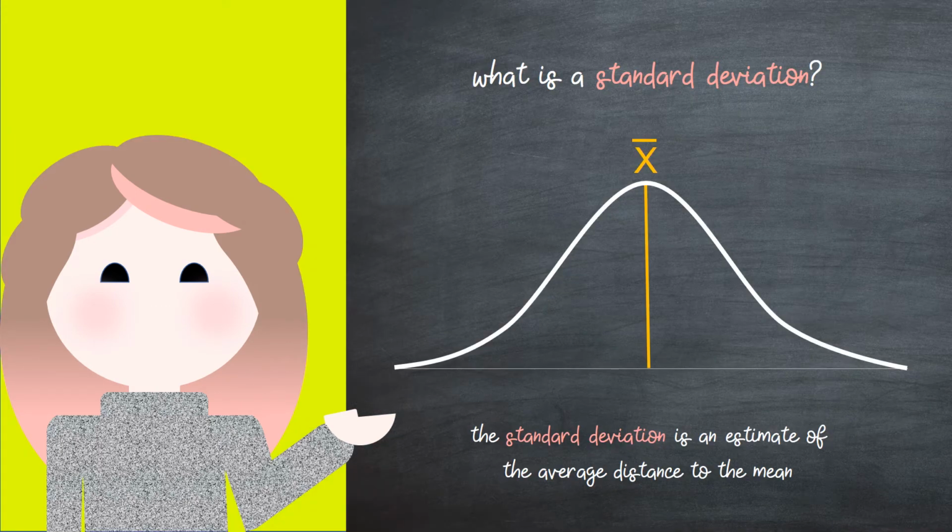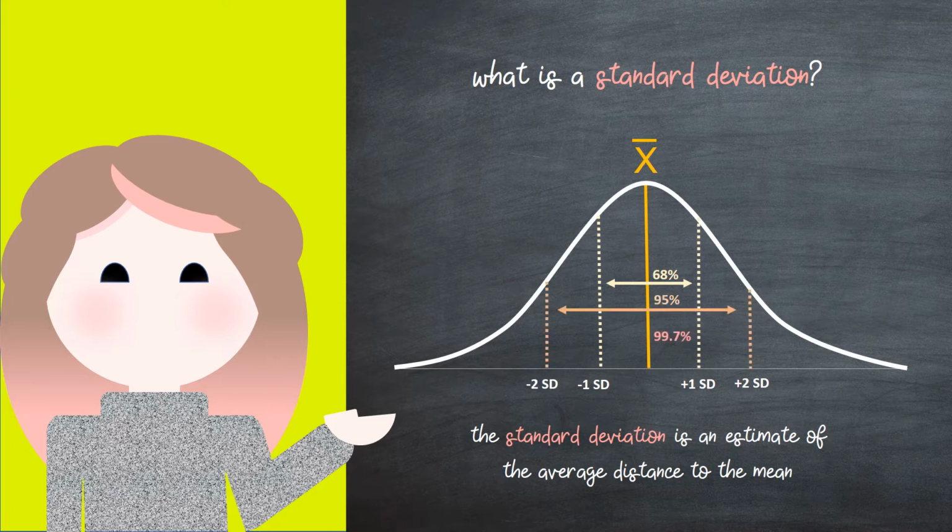The standard deviation is a measure of variability. It tells us how spread out our data is. In a normal distribution, 68% of our data falls within one standard deviation, 95% falls within two standard deviations, and 99.7% falls within three standard deviations of our mean. Therefore, the bigger our standard deviation, the more spread out our distribution will look.